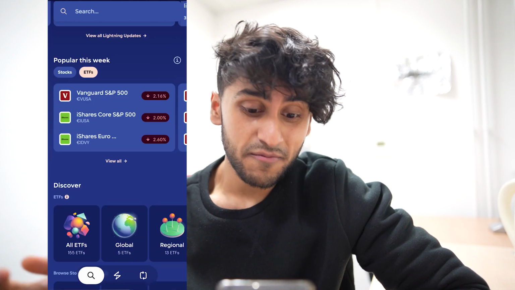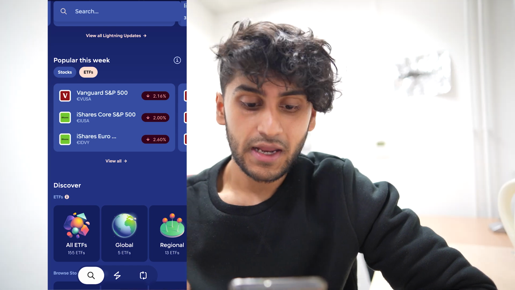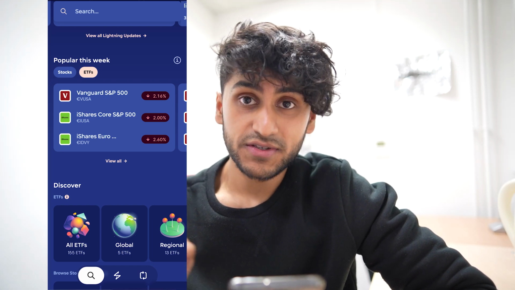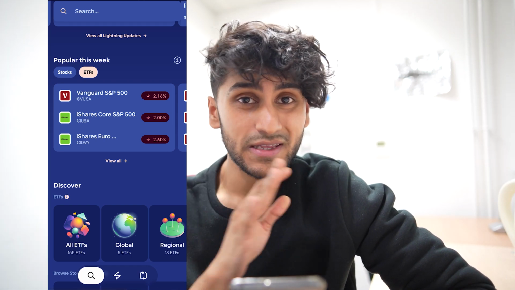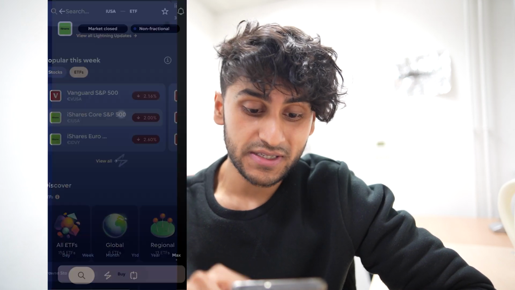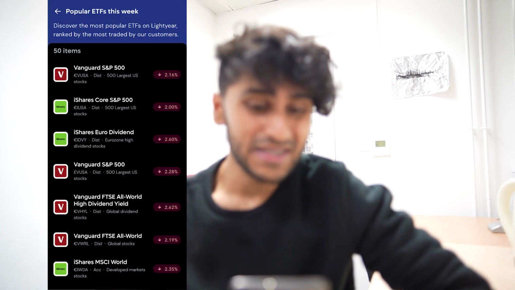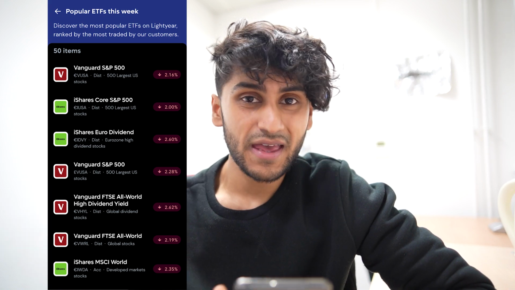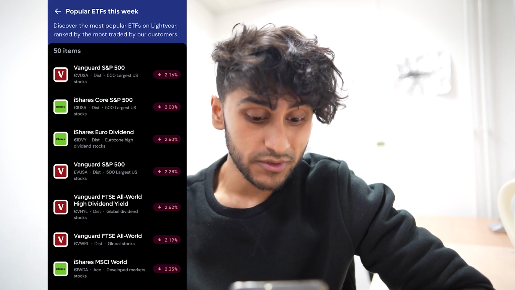We also, just like other investment platforms, have the popular this week, and Lightyear has recently added ETFs to their collection. They only used to offer individual stocks. Now, however, they do offer ETFs. The selection of ETFs at the moment is not that big. However, I do think they have the main ones that most people would want to invest in.